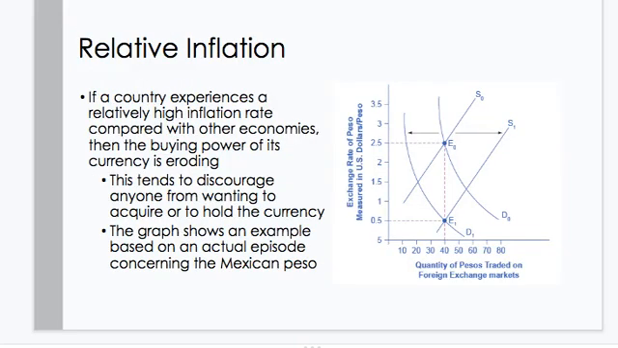Relative inflation. If a country experiences a relatively high inflation rate compared with other economies, then the buying power of its currency is eroding. This tends to discourage anyone from wanting to acquire or to hold the currency. This graph shows an example of an actual episode concerning the Mexican peso.